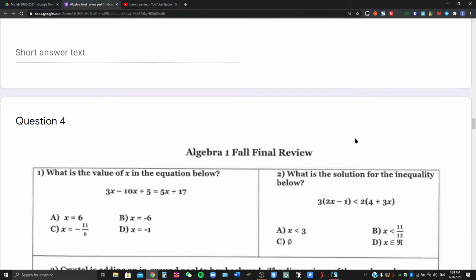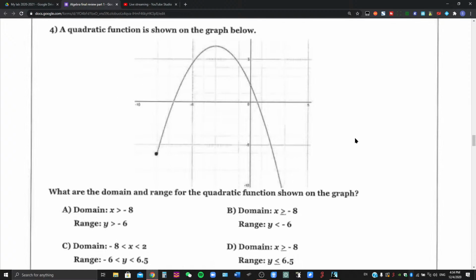Question 4. A quadratic function is shown on the graph below. What are the domain and range for the quadratic function shown on the graph? Well, we didn't learn about quadratic functions. We only learned about linear functions so far. However, we learned about the domain and the range, right? So domain is all the possible values of x, and the range is all the possible values of y.